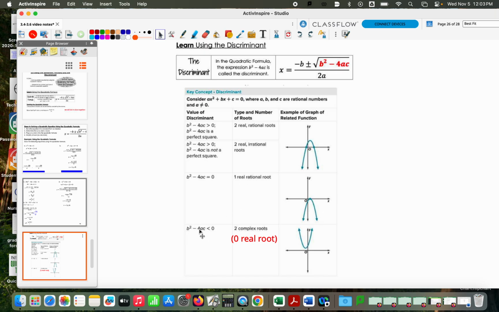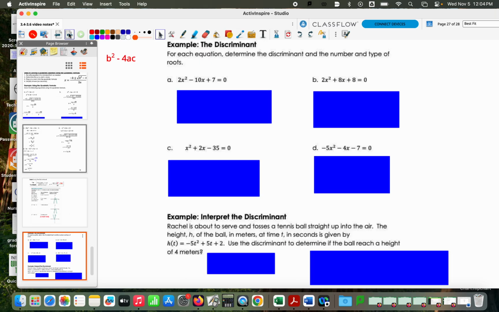And if that b squared minus 4ac is less than 0, then you're going to not cross at all, which means we have imaginary answers. You'd have a negative number. You can't square root negatives, so it's imaginary answers, or what we call 2 complex roots. No real roots. So if you try that out, let's just find our discriminant because we just want to figure out the number of answers, the number of roots or solutions.